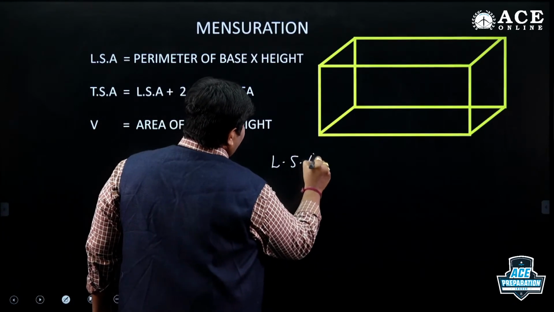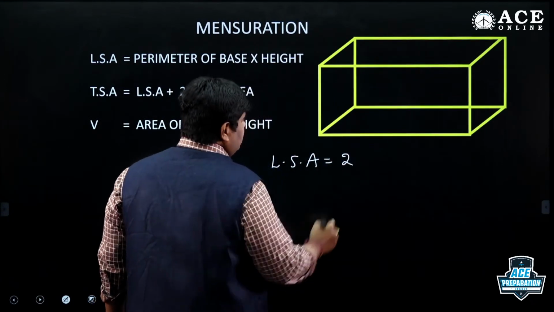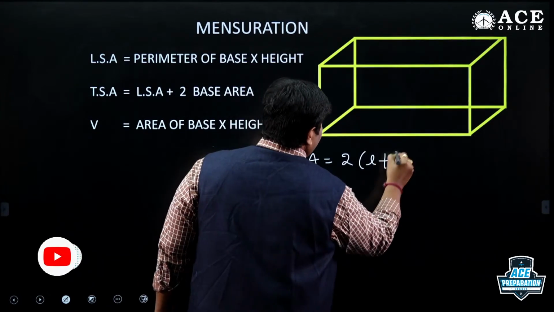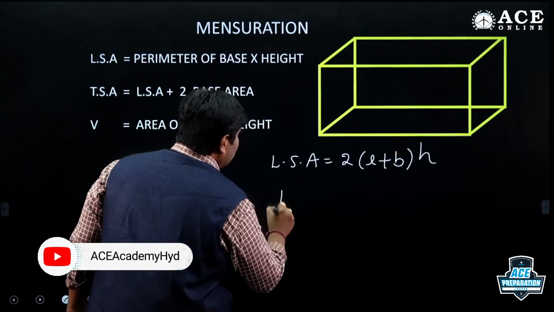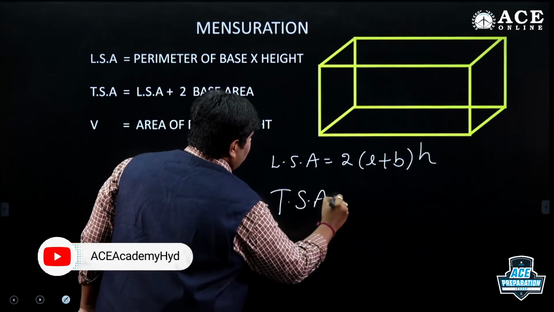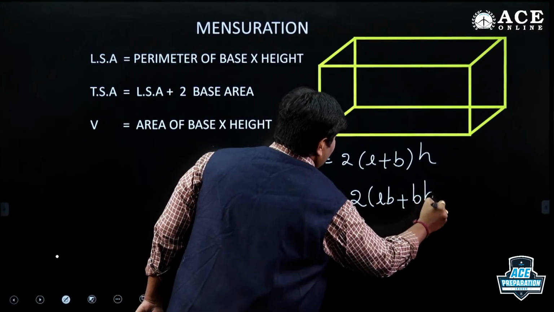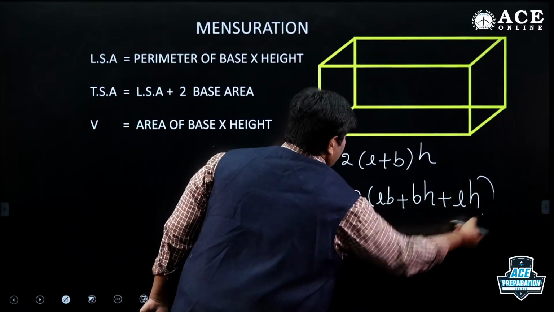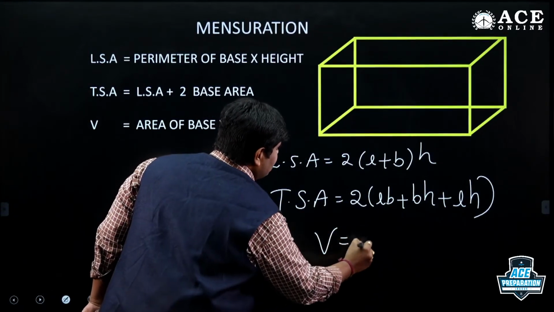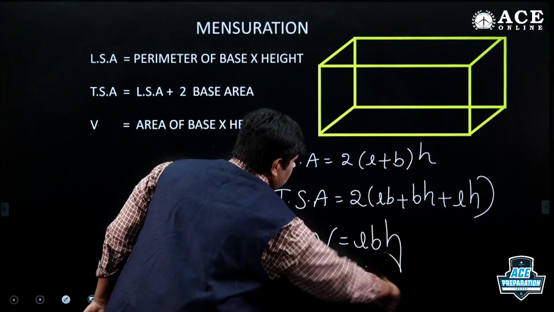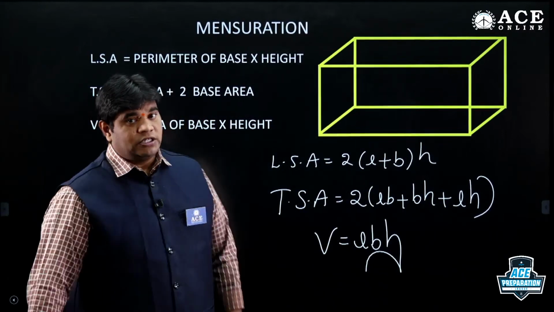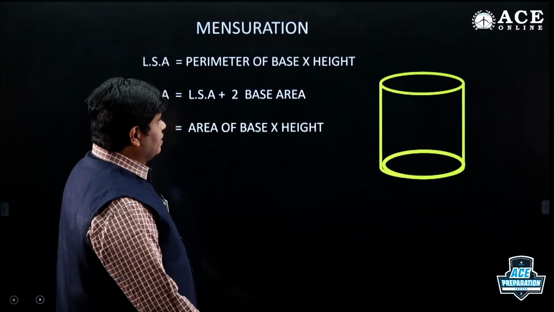Lateral surface area: 2 into (L plus B) and H. Total surface area: 2 into (LB plus BH plus LH). Volume: area of the base LB, height is H, so LBH. Okay, next.